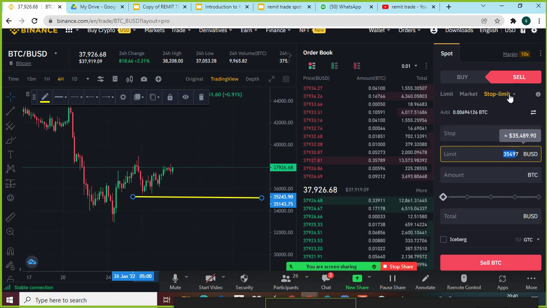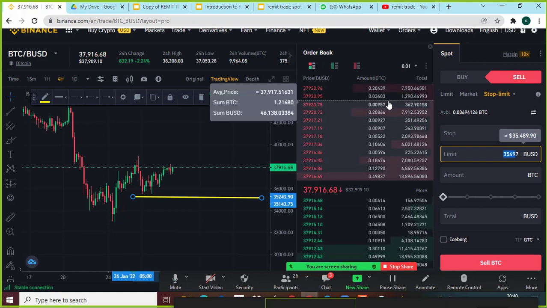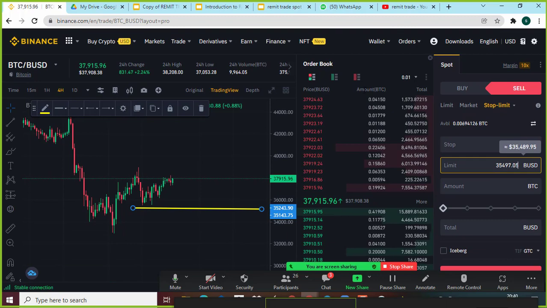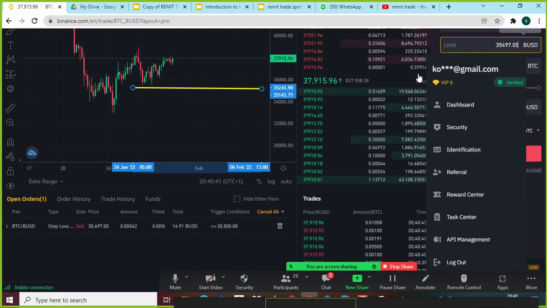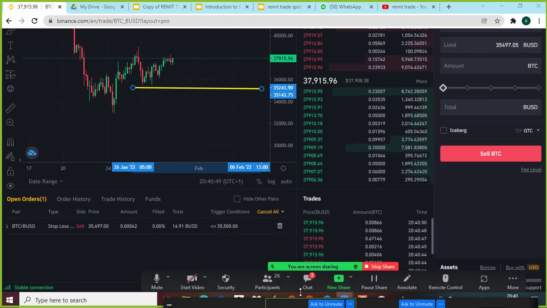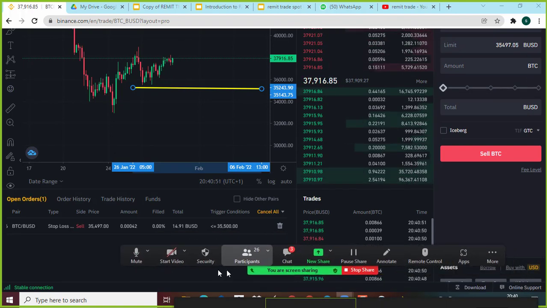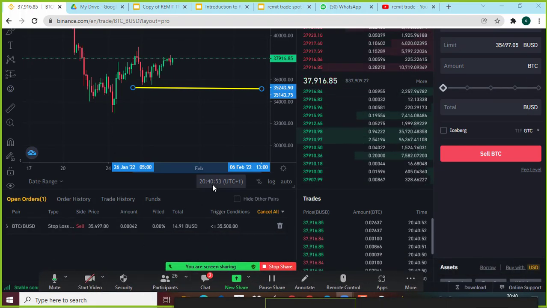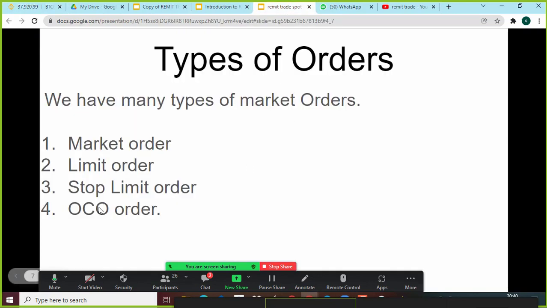So that is how to set a stop loss using the stop limit order. On any exchange at all, it's not only on Binance. You can do this on any exchange. So that is how you set this kind of order right at this point. Okay, so right now I'll move over to the next slide.